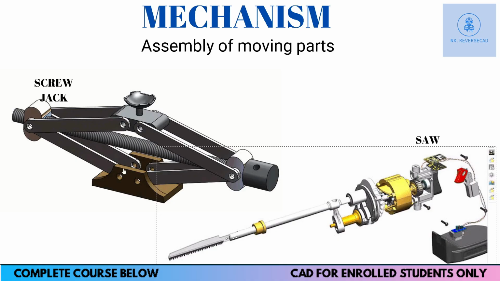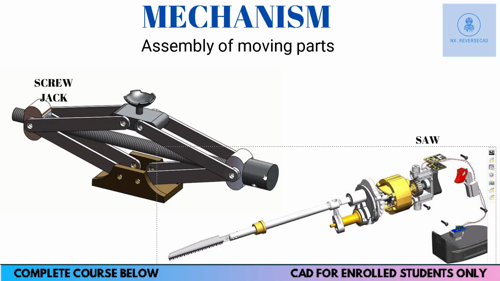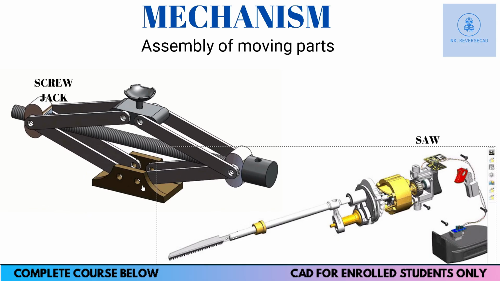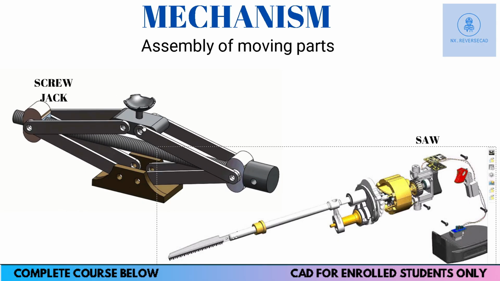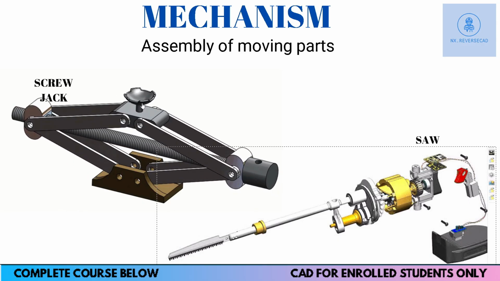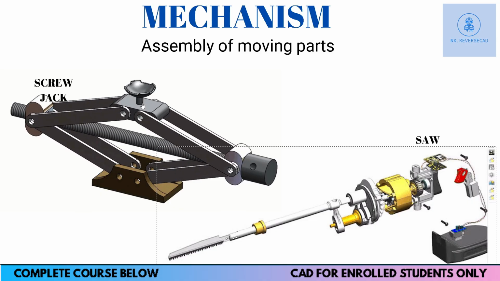If I play the animation here, you see there is a screw that is being rotated. Here there is something fixed, and you see this link. This is rising so that it can raise the load. In this case, it would be your car. So this is a screw jack. We can animate this in NX, and some other animation can also be done.